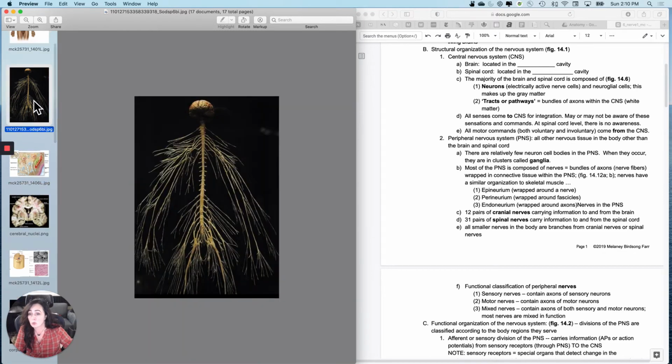So every single one of these teeny tiny little nerves, if you followed it, you could follow it to or from one of those cranial or spinal nerves. 12 pairs of cranial nerves, you'll learn them later, 31 pairs of spinal nerves. Those don't have individual names, they're just named for where they come out of the spinal cord, so they're not as hard as you would imagine. Every other smaller nerve in the body is a branch from a cranial nerve or a spinal nerve.